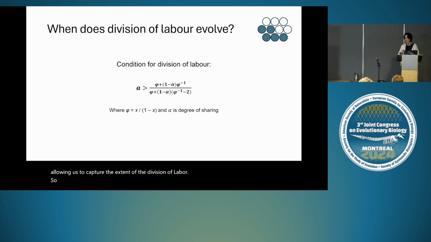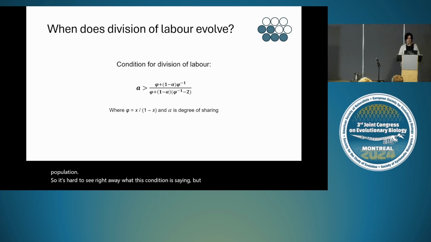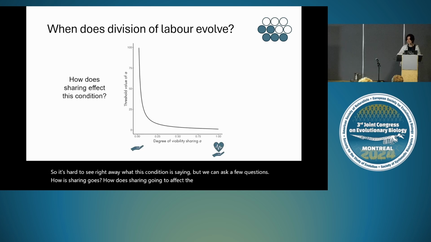So after analysis, we find this to be the condition for when division of labor evolves. And again, here, a is the shape of the trade-off. The phi describes the ratio of investment in viability and fecundity, or x over 1 minus x, and alpha is going to describe the degree of viability sharing in a population. So it's hard to see right away what this condition is saying, but we can ask it a few questions. How does sharing affect the condition? We find that as the degree of viability sharing increases, the threshold value of a, or how accelerated the returns on specialization need to be for division of labor to evolve, decreases. So viability sharing is going to increase the likelihood of division of labor evolving.